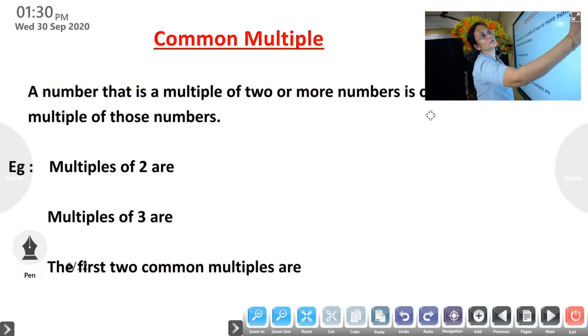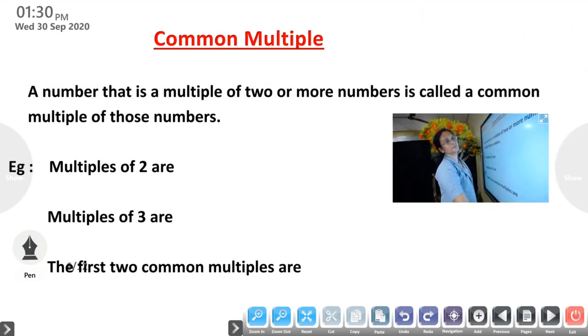Common multiple. Okay, look here. Common multiple. This is very important. So this will be needed for your higher classes for taking LCM and all.